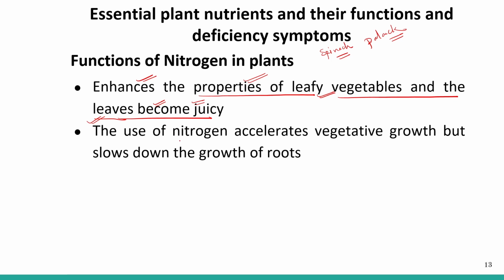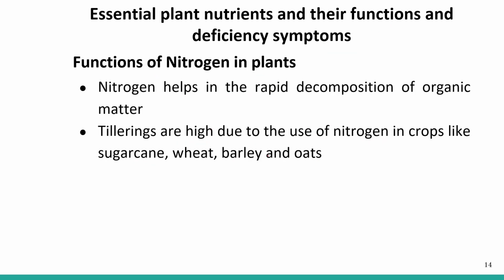The use of nitrogen accelerates the vegetative growth but slows down the growth of roots. So vegetative growth means the shoot part, the leaves part of the plants accelerates in their growth, but there is a slowdown in the growth of roots. So this is one of the important functions of nitrogen.